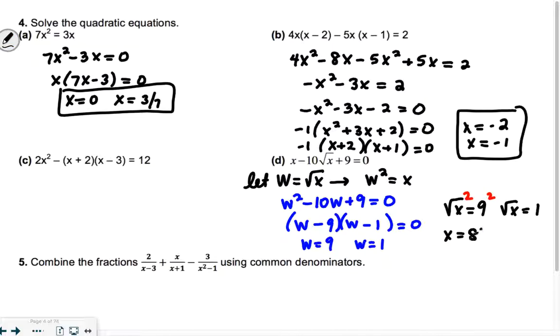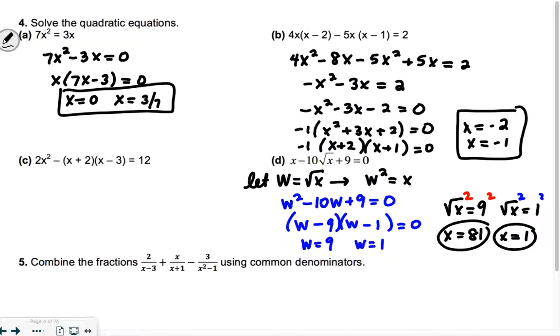81. Yeah. And 1. And you can check those. Both of them actually do work. So whenever you have a square root, like you just had, you're always going to square to get rid of the square root.